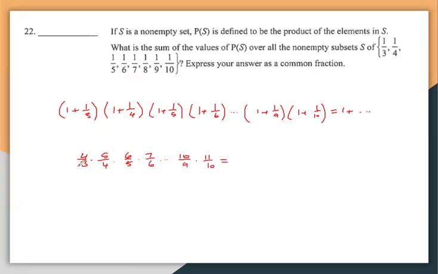So cancel these, and then these will cancel, and these will cancel. So you get 11 over 3. But this is the sum of everything plus 1. The 1 is not a part of our product in this subset multiplication, so we should subtract that. So the sum of P of S would be 11/3 minus 1, which is 8/3. So that should be our answer.